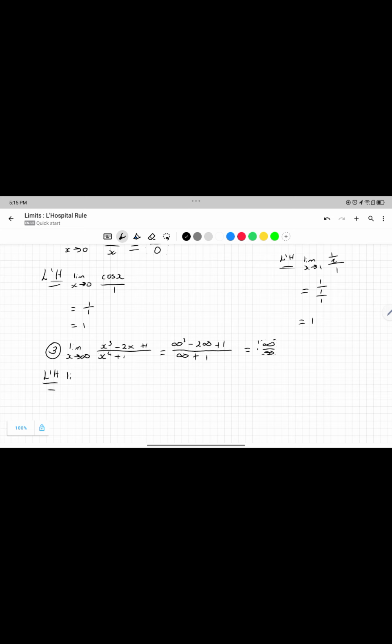Which goes something like this. The limit as x approaches infinity, when I have 3x squared minus 2 all over 4x cubed. Now putting in infinity again will give us infinity over infinity. This is also an indeterminate.